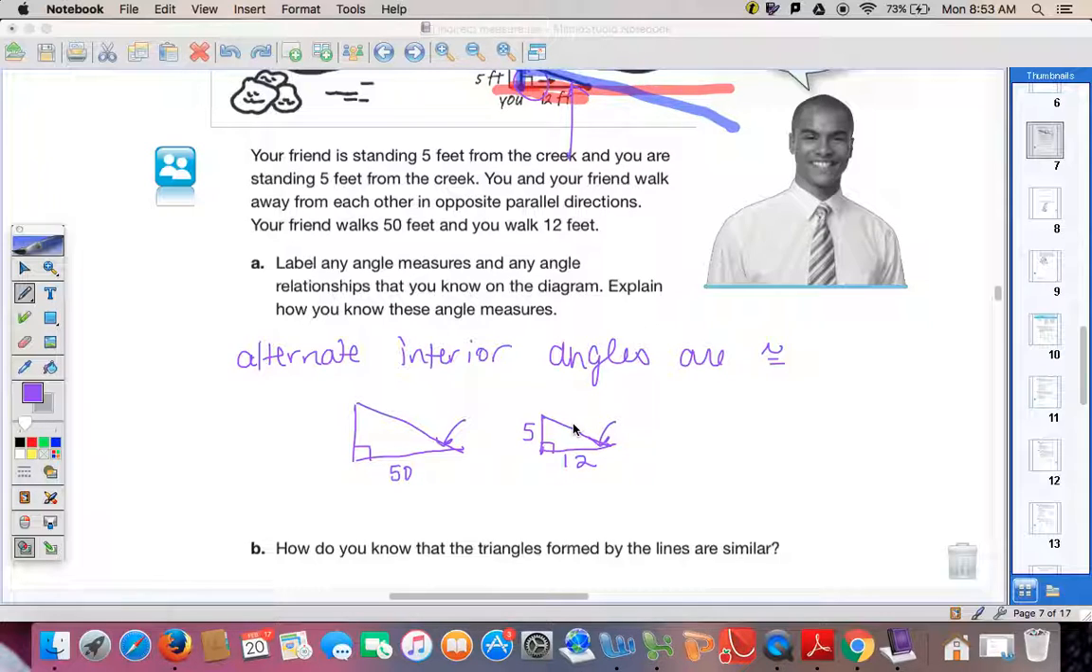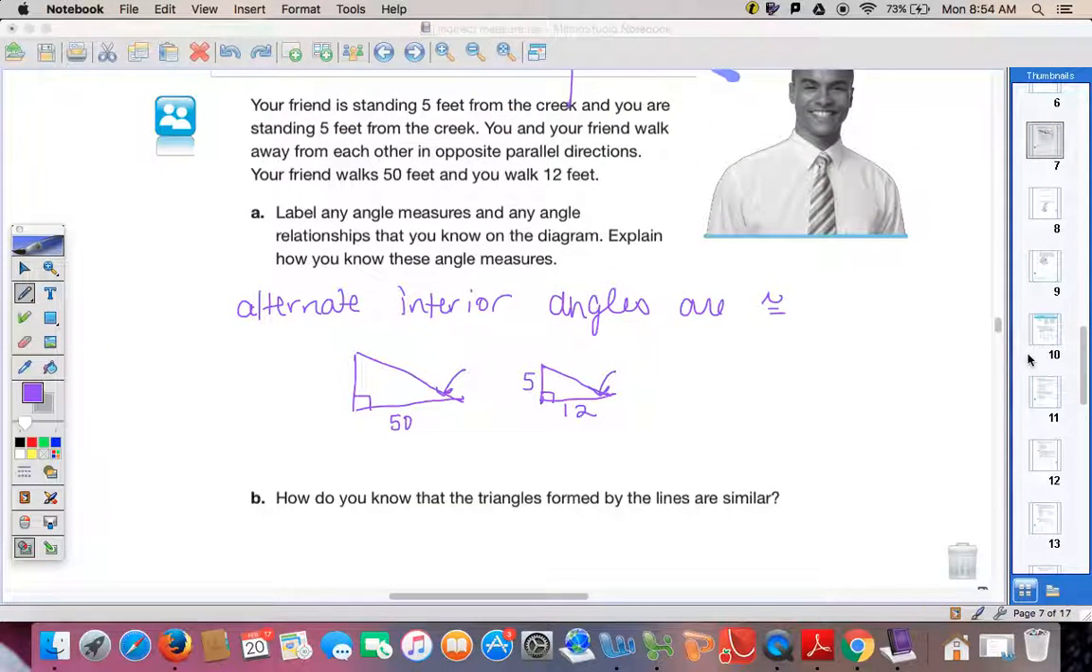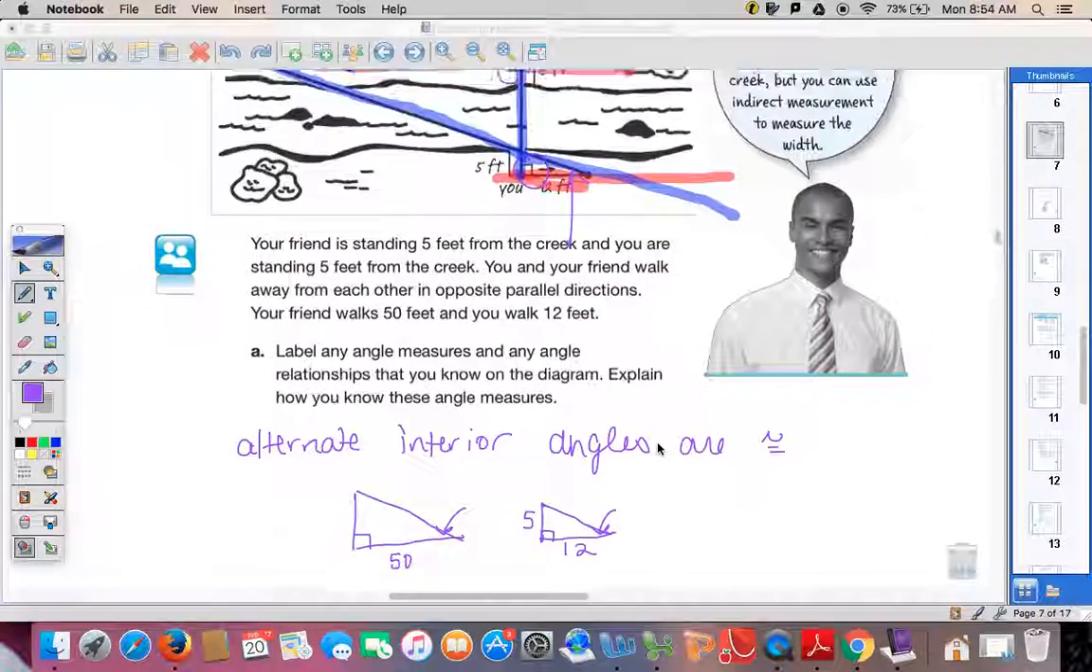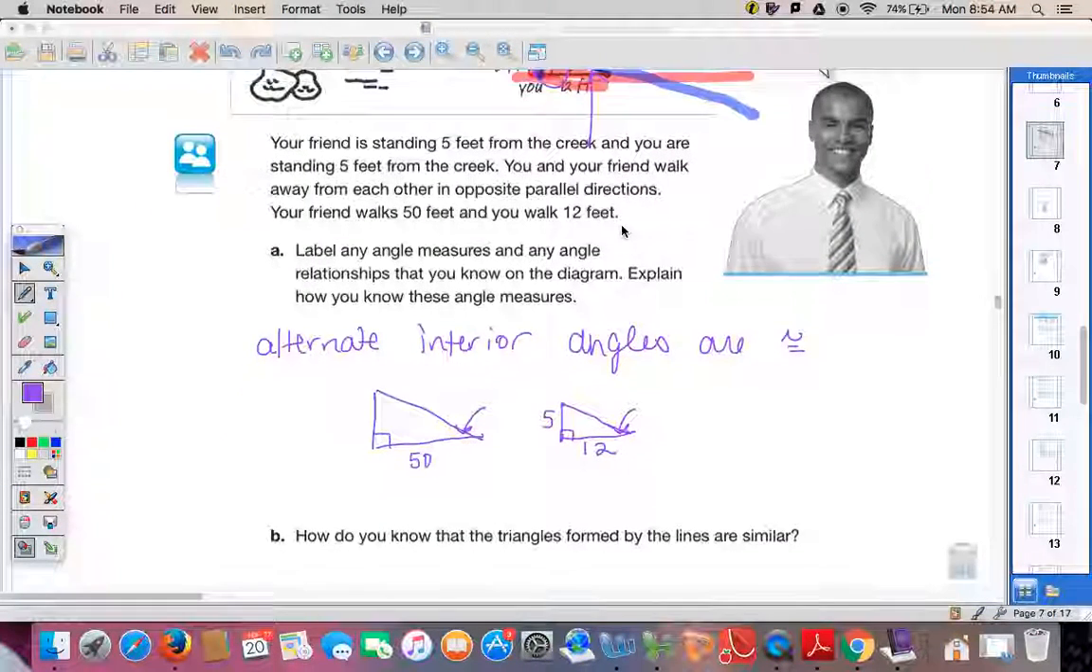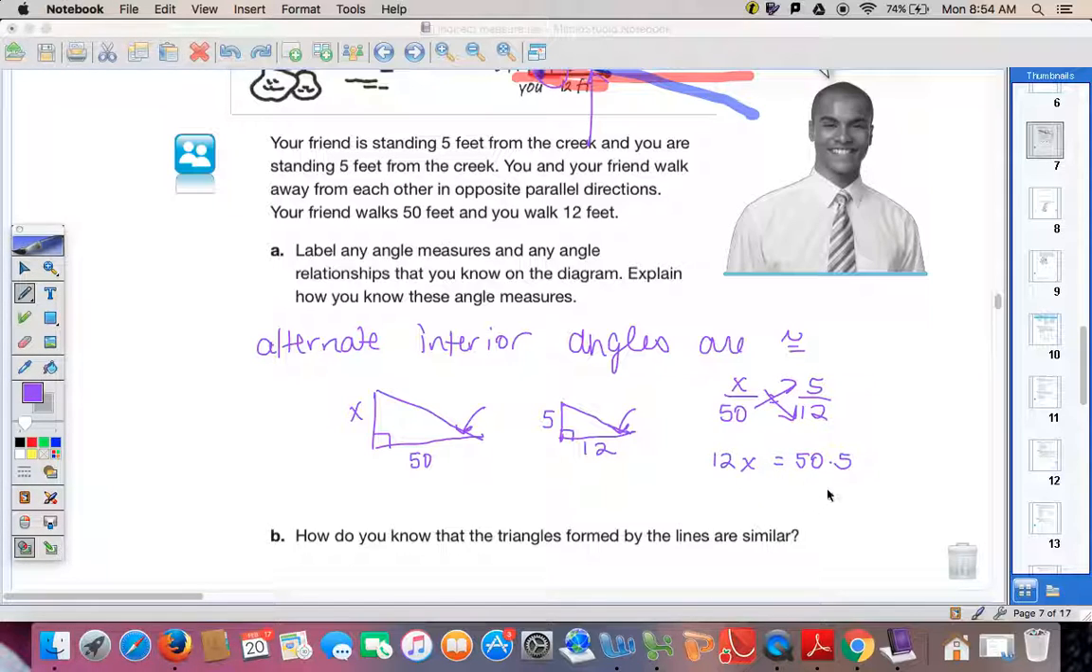So can we determine, I'm sure I'm getting ahead of myself, what the distance of the creek is? We can measure the width of the creek by using similar triangles. And if we set up our proportion here, this is our unknown, we would say it's x divided by 50 is equal to 5 divided by 12. And when we cross multiply, we get 12x is equal to 50 times 5, which is 250. So we have 12x equals 250, and we would divide both sides by 12.